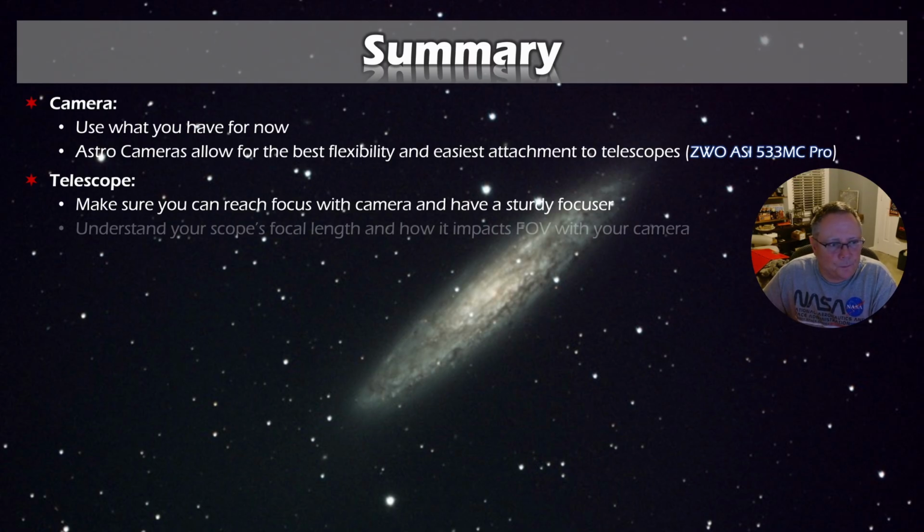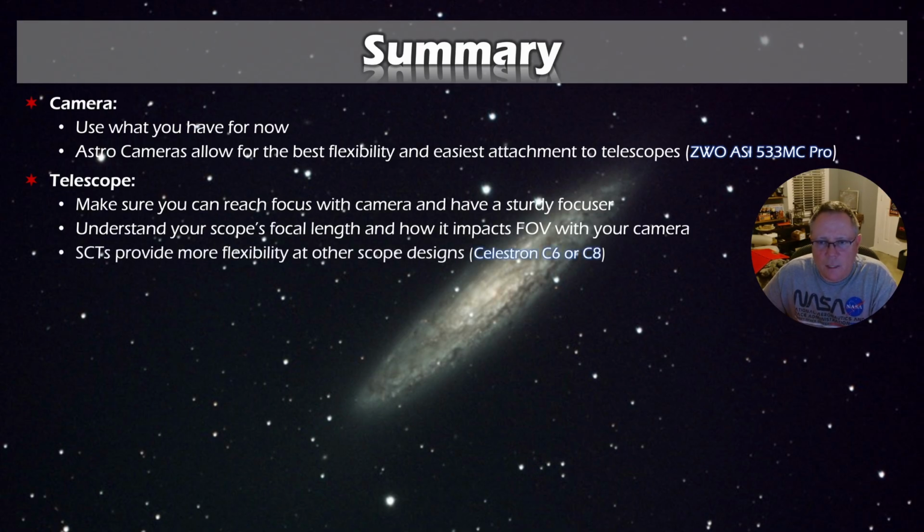In terms of a telescope, make sure that it can reach focus with your camera and that it's got a sturdy focuser. You want to understand your scope's focal length and how it's going to impact your field of view with the camera that you've selected. SCTs will provide some more flexibility than other scope designs. If I had to pick a scope now, it would be either a Celestron C6 or a C8. They're just the right size in terms of portability, but you still get some aperture and great for EAA.